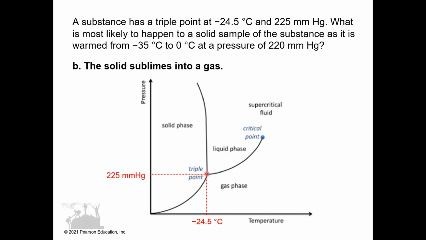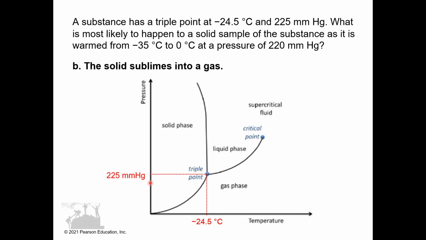Here's our triple point at -24.5 degrees Celsius and 225 millimeters of mercury. So it says that we're going to start off at a pressure of 220 millimeters of mercury, so we're just going to go a little bit lower here. And the substance is going to be warmed from -35 degrees Celsius to 0 degrees Celsius. Okay, so that basically means we have to cross this line.